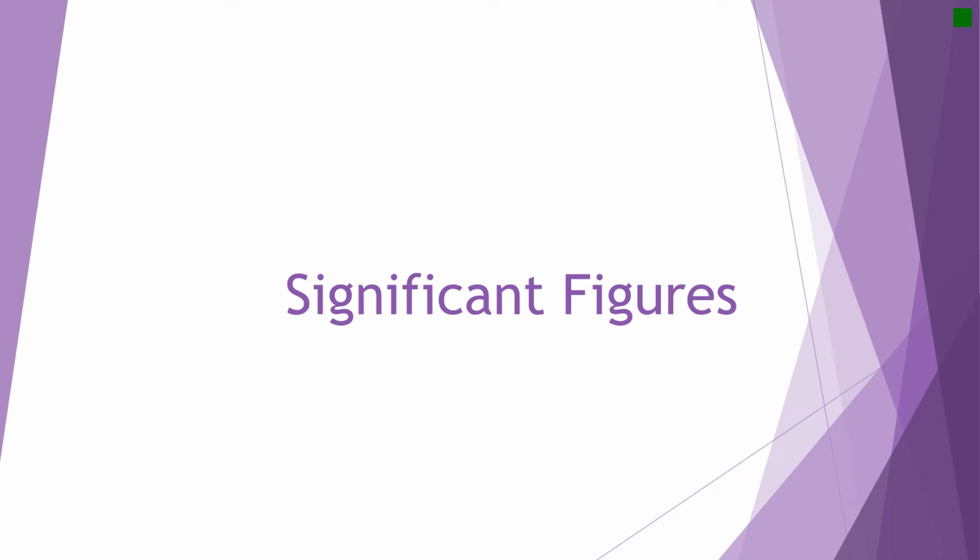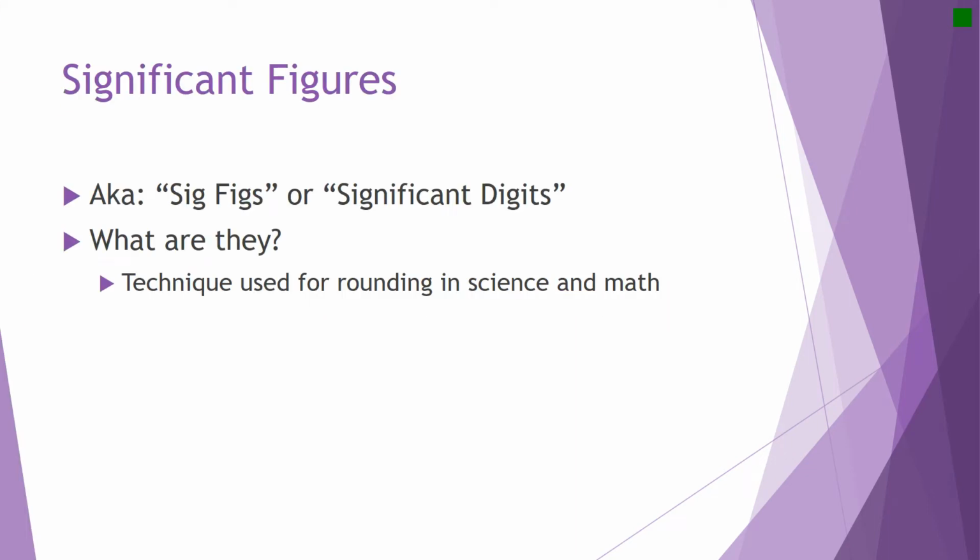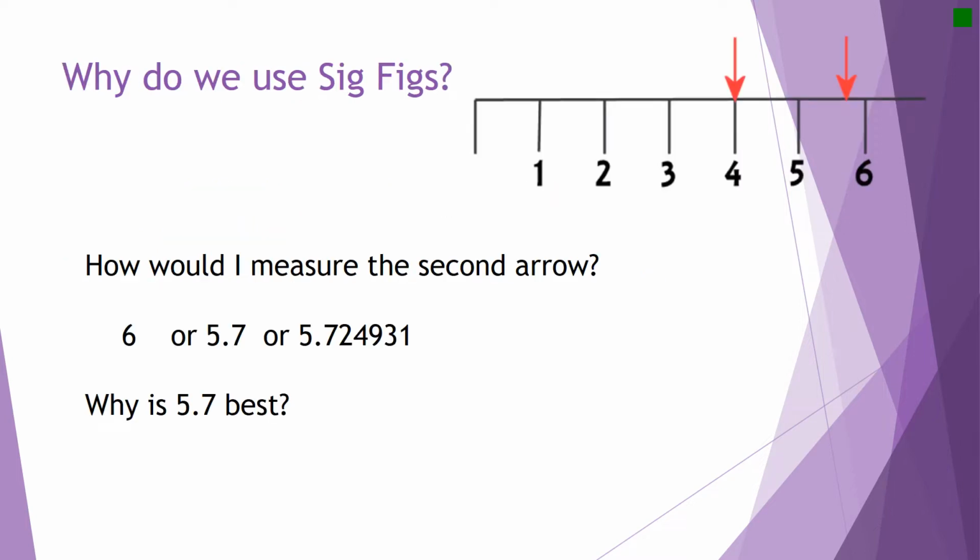Today's focus is going to be on significant figures. Significant figures, also known as sig figs, and that's pretty much what I'll refer to them as, or significant digits, are a technique that scientists and mathematicians use in order to round. All it is is a rounding technique. And why are they important for us?